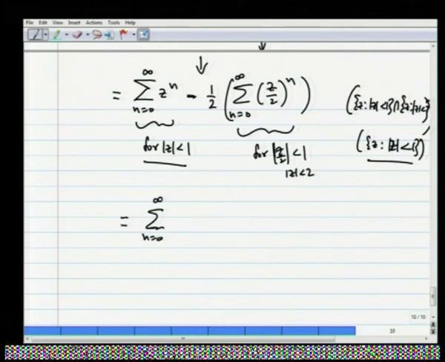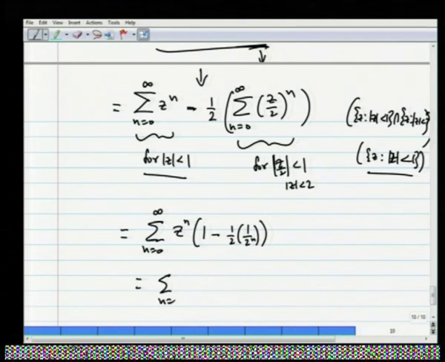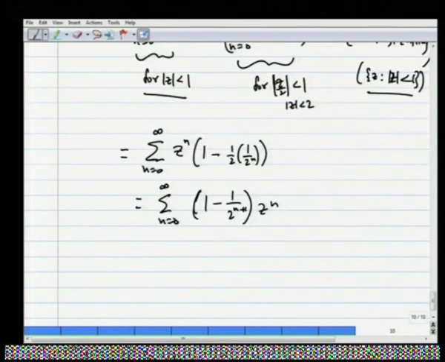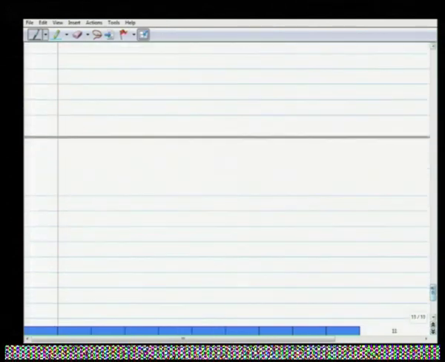n equals 0 through infinity z power n minus half times this. So, now let us put these two series together by collecting the coefficient of z power n in either. This gives me 1 minus 1 by 2 times 1 by 2 power n, because that is the coefficient of z power n, and so this is sigma n equals 0 through infinity z power n times 1 minus 1 by 2 power n plus 1. So, that is the power series expansion of this function around 0, and this is valid for mod z strictly less than 1. So, that is the solution to this problem. On to the next question.